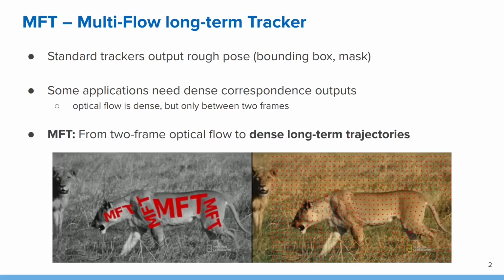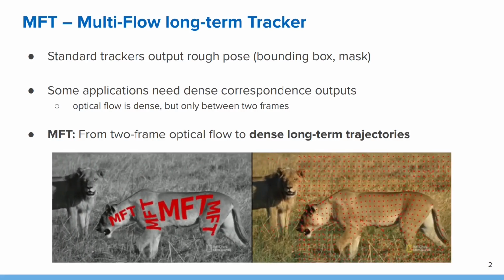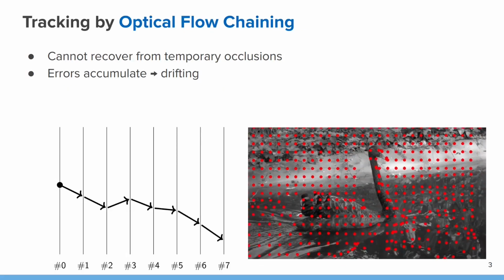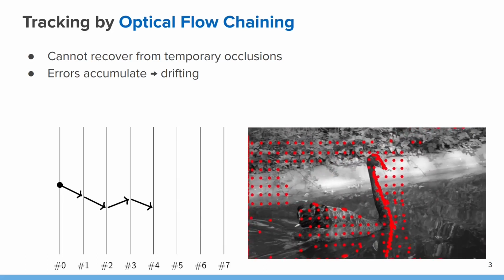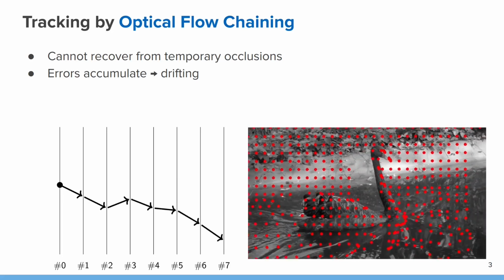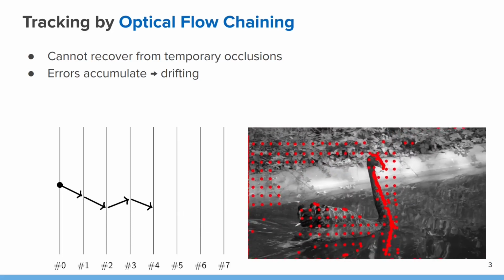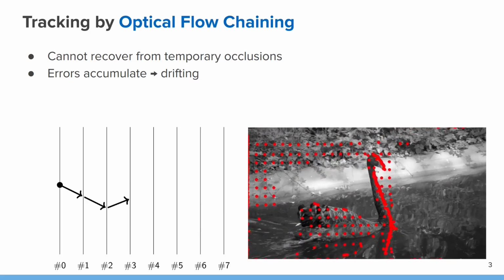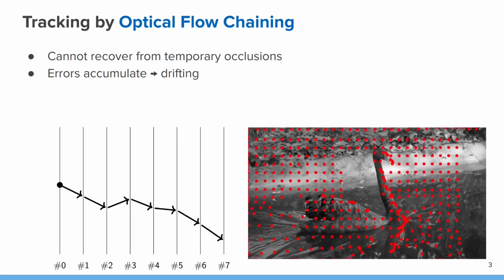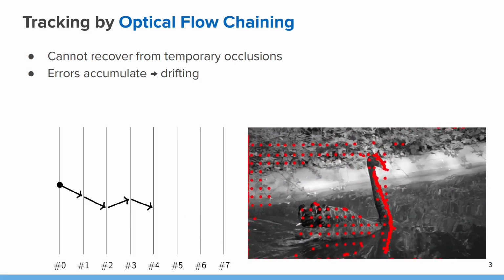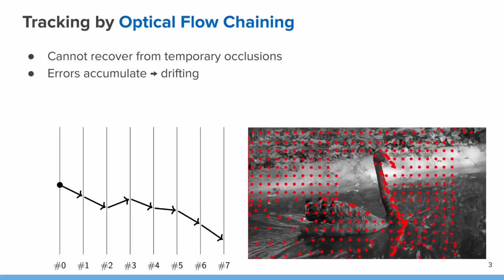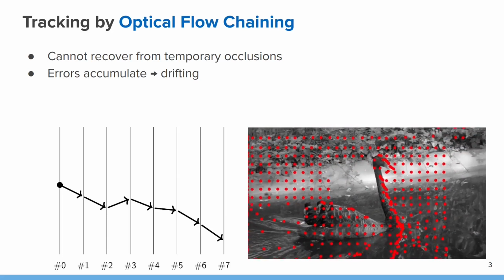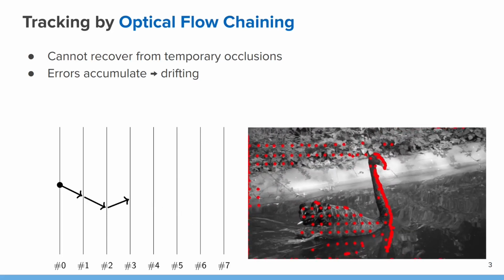For each point in the first frame, MFT outputs the point's position and visibility in every other frame of the input video. A baseline approach is to simply chain the optical flow fields computed on consecutive frames. The diagram at the bottom left shows a toy example of the chaining. The x-axis represents the frame numbers and the y-axis the position of a tracked point. For simplicity, the diagram shows just one-dimensional position. As shown on the video, such an approach cannot recover from temporary occlusions. Moreover, even on non-occluded areas, small errors in the optical flow accumulate over time, leading to a large drift.